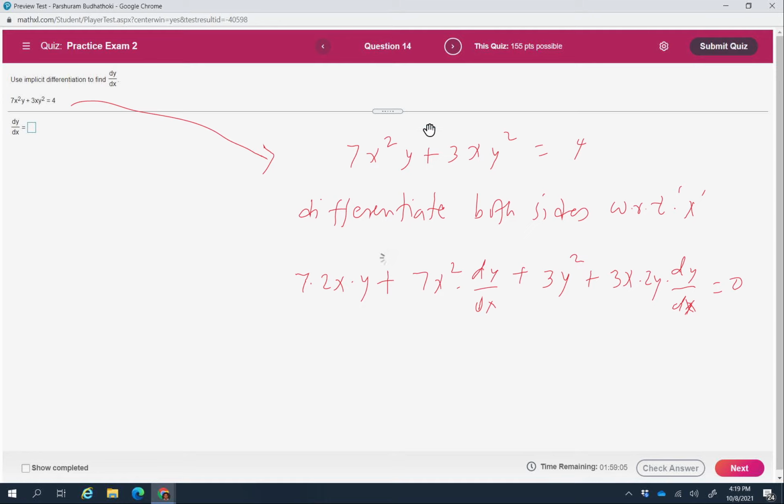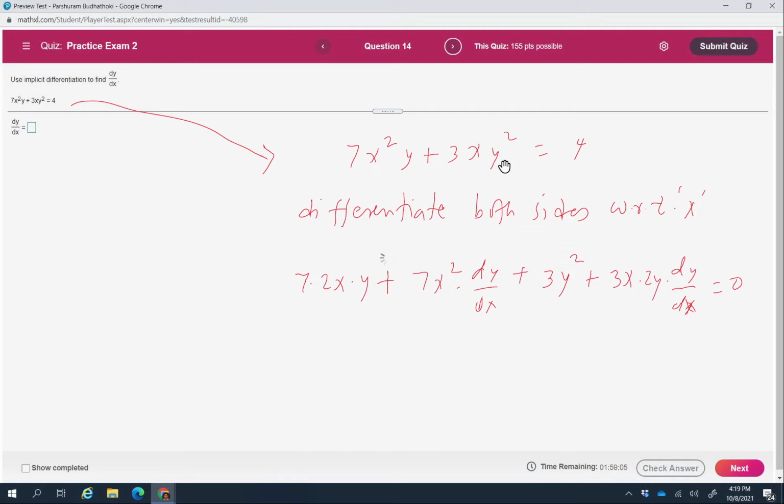So this is the equation we are given. Differentiate both sides with respect to x, and whenever you see x and y terms together, we have to use the product rule, because x is a function of x, and y is also a function of x. So when we use the product rule for the first term, the derivative of x squared is 2x, we just leave y as is, plus we leave 7x squared as is, and the derivative of y is dy over dx.